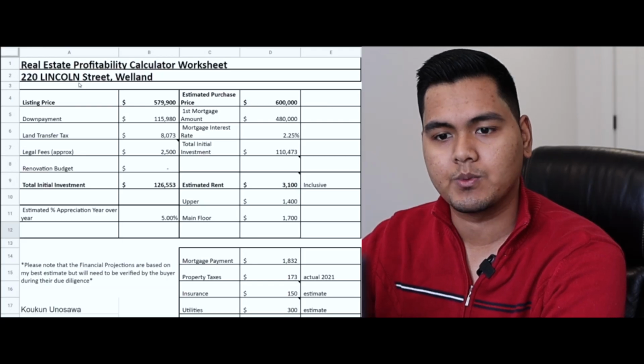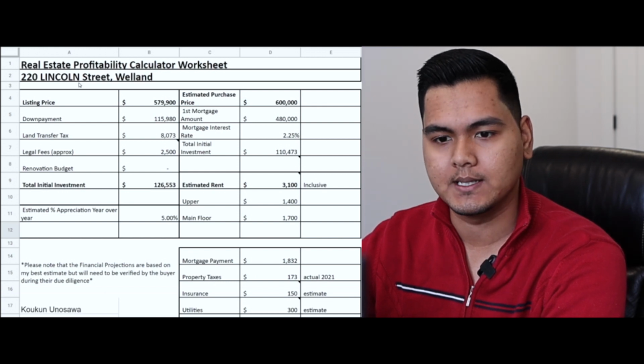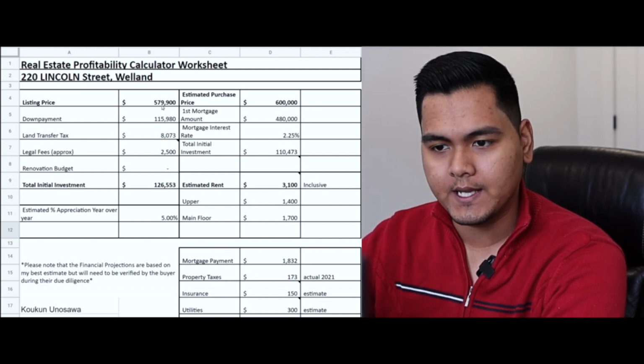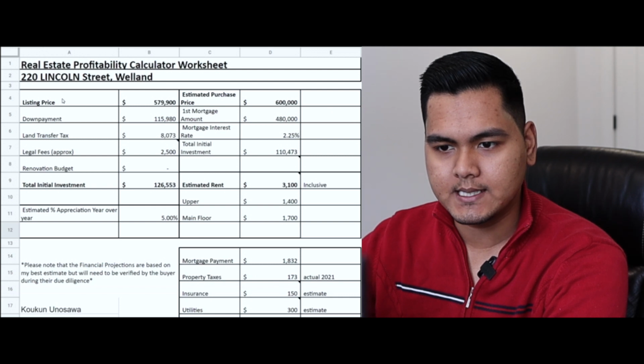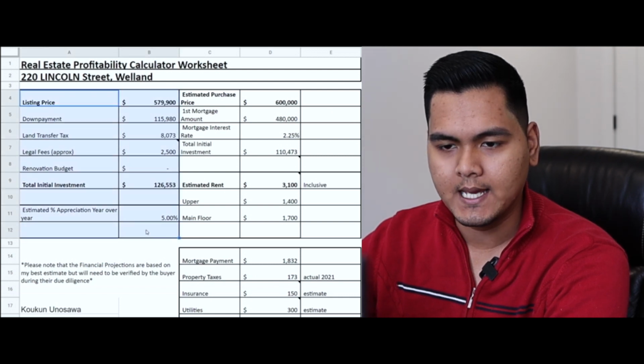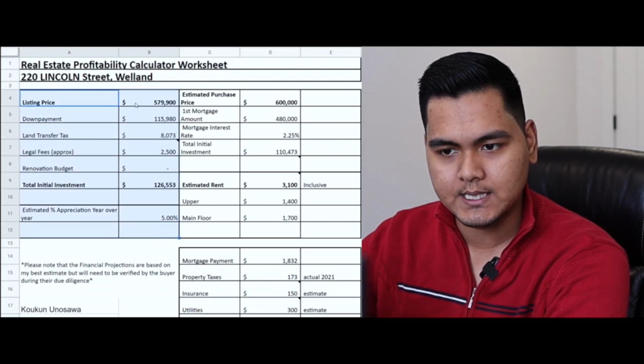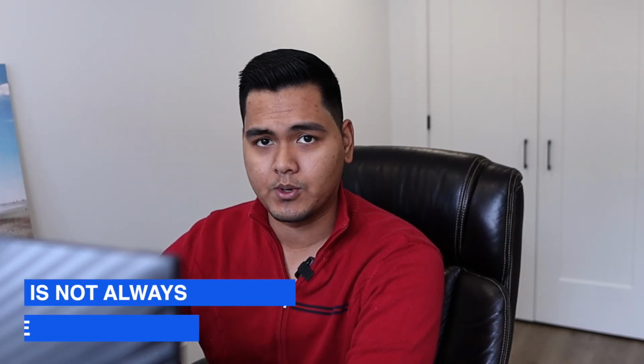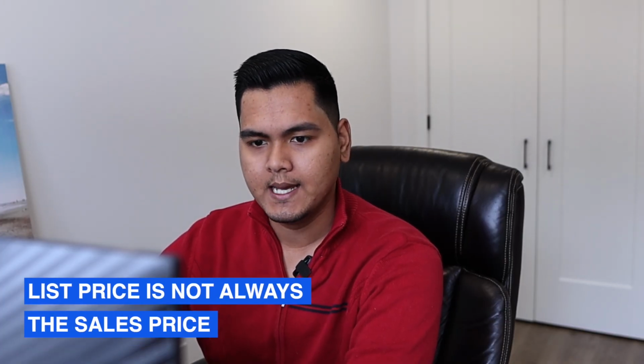So what I have in front of me was the last hot deal that we sent out just last week. This was a property located on Lincoln Street in Welland. This property was listed for $580,000, and you can see this is the first portion of the profit calculator. So we start with our list price. This is not always the sale price, so it is something to consider.